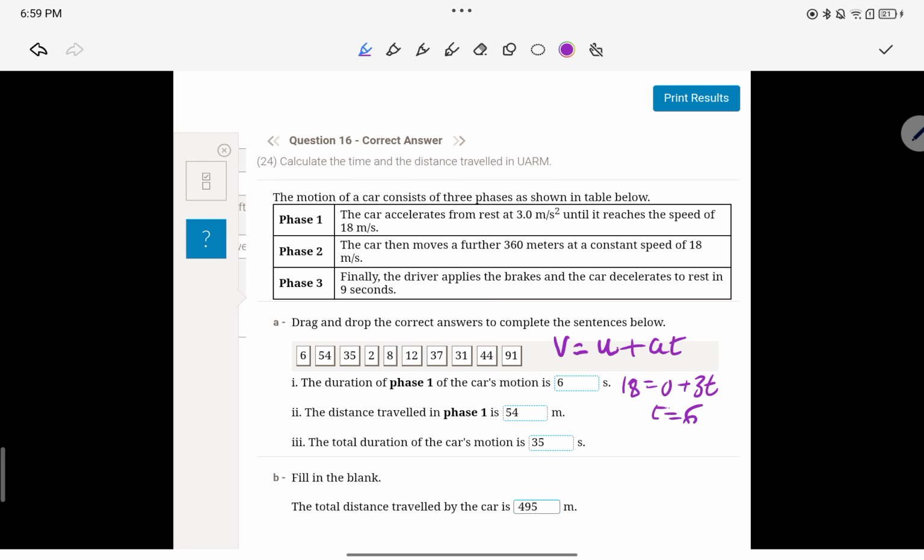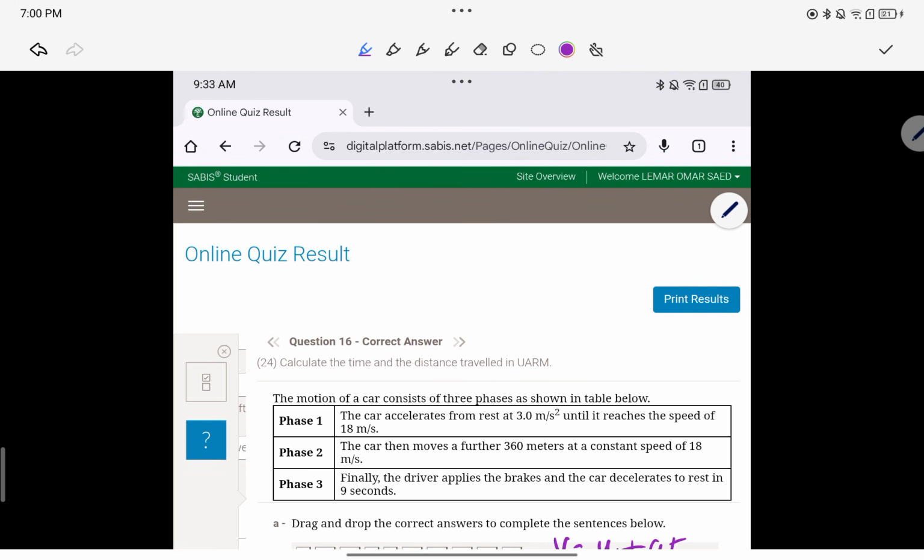Okay. S equals 1/2 at squared plus ut. We're calculating phase 1, so here a is 3.